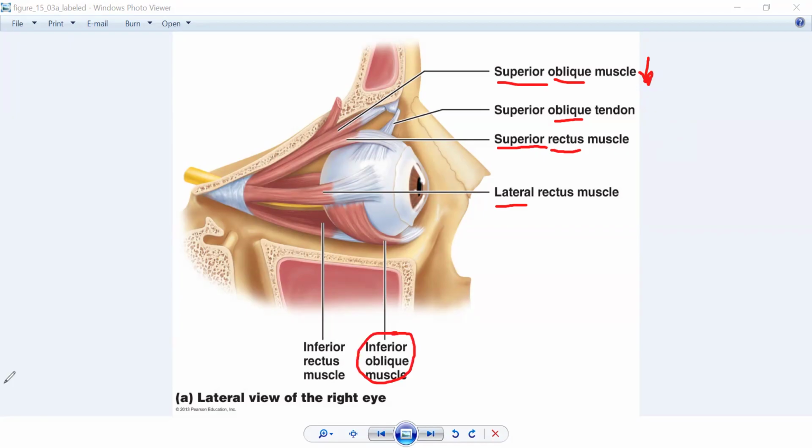Okay. So again, if the muscle has rectus in its name, it moves the eye in that direction. If it has oblique in its name, it moves it in the opposite direction. You also have an inferior rectus muscle that'll move the eye down.